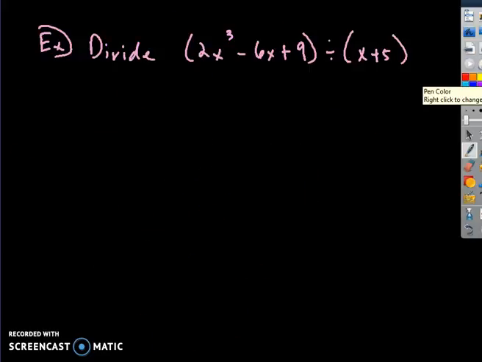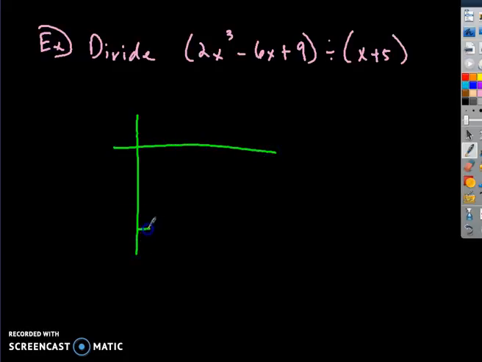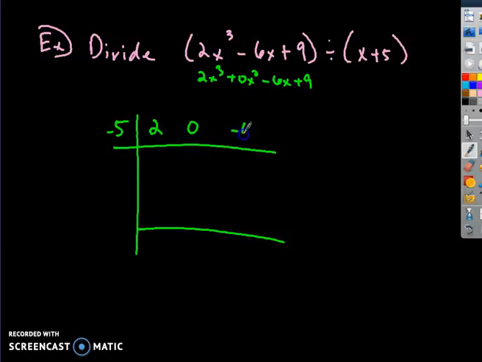All right, new example. So let's divide this. I'm going to first write my little brackets. And then the question is, the part at the bottom here, what are you dividing by? What's going to make this 0? So negative 5 makes it 0. Then the question is, does this go in descending order? Does it go 3, 2, 1, constant? It skips the x squared. So I've got to say 2x cubed plus 0x squared plus subtract 6x plus 9. So my coefficients are these numbers: 2, 0, negative 6, 9.